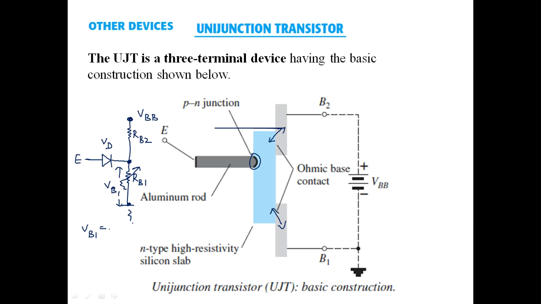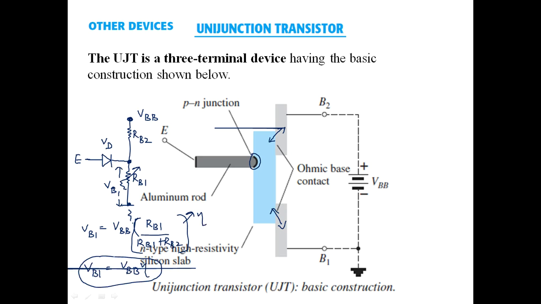Using the voltage divider formula, it is VBB multiplied by the resistance RB1 divided by RB1 plus RB2. I am applying the same voltage divider rule. Now the ratio of the resistance, let me indicate it by a simple symbol, maybe eta. So then it is VBB times eta. So VB1 is being represented by this particular expression.